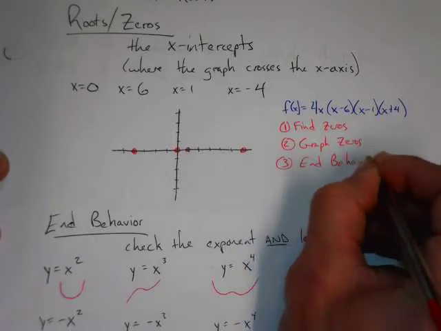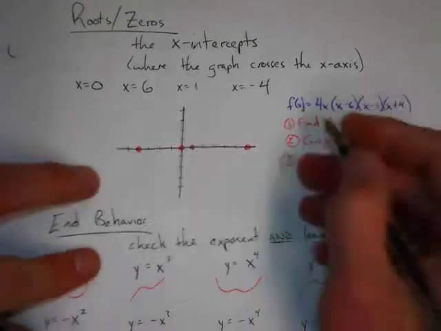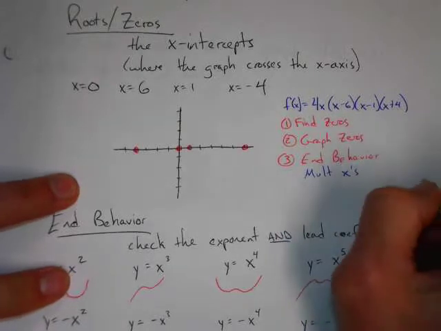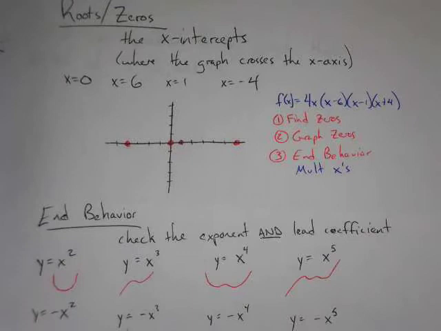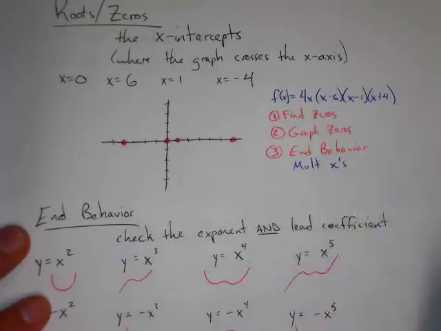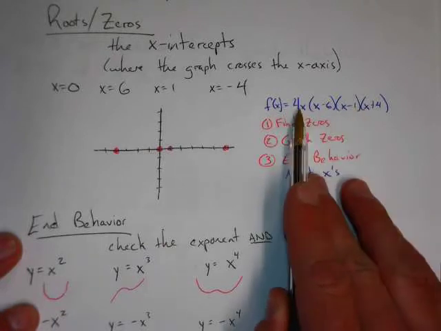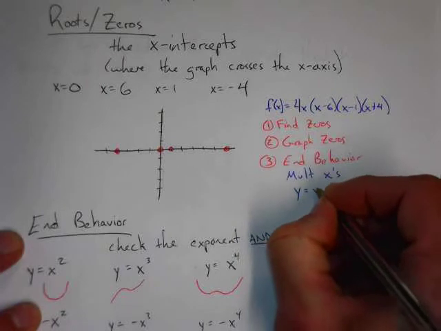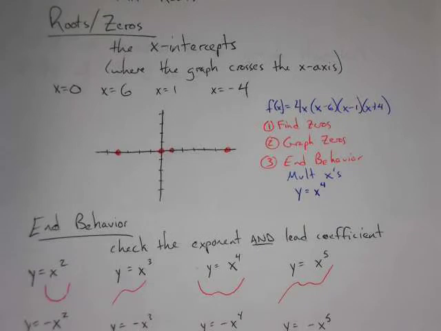Now, how do we check end behavior? The way we check end behavior is pretty cool. We only multiply the x's, and then we pay attention to the lead coefficient. So in this example, we multiply the x's. We've got 4x times x times x times x, which is 4x to the fourth power, but if it's a parent function, we don't even need that 4. It's just x to the fourth power.